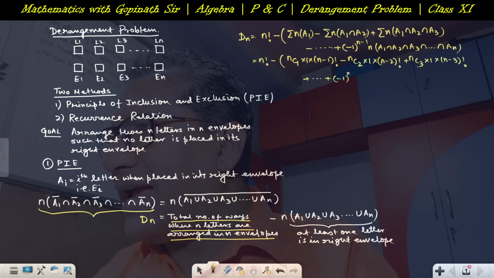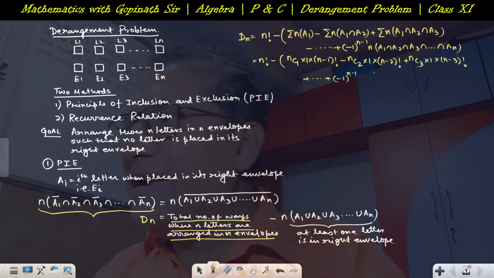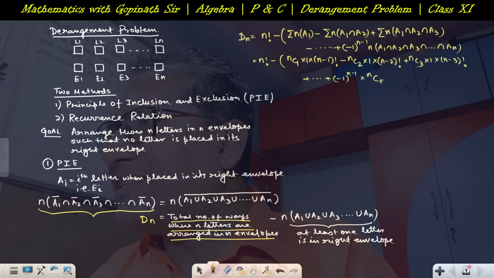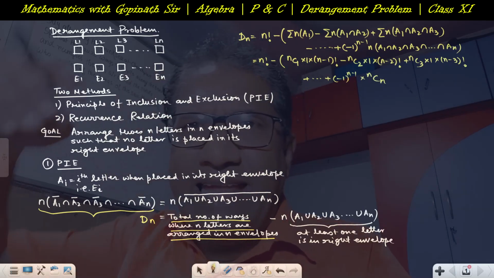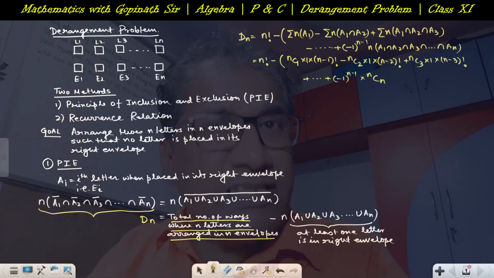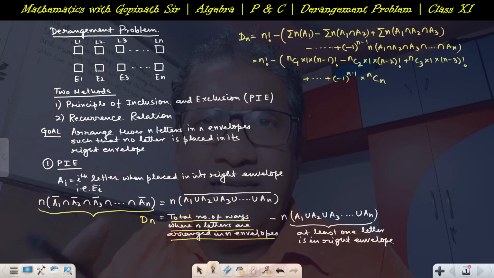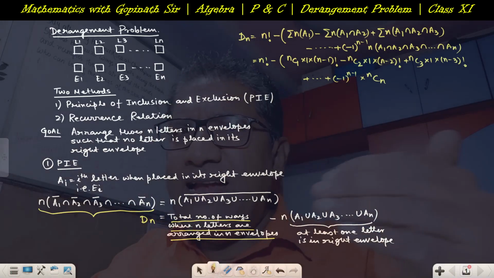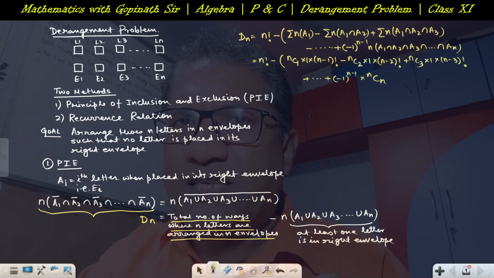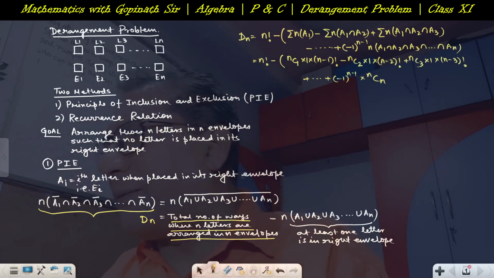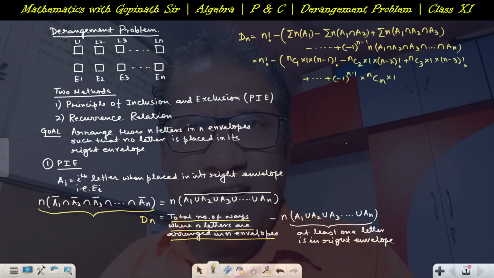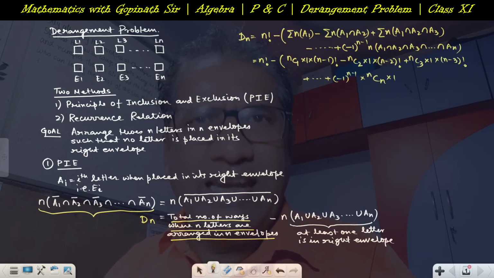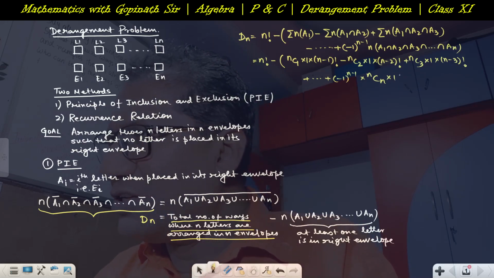And when we come to the nth letter, we are now choosing n letters out of n letters, which can be chosen in nCn different ways. And they are placed in their right envelopes, which can be done only in one way. All the n letters are placed in their right envelopes. That can be done only in one way. So it is one way. That's it. Now no letters are left, so no question of arranging any more letters. So that's it. So what will be our Dn?